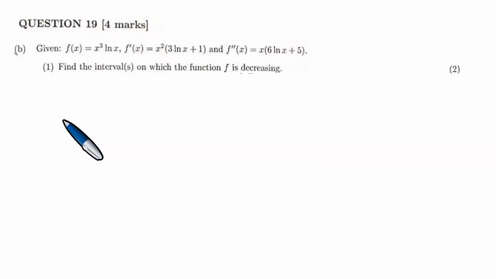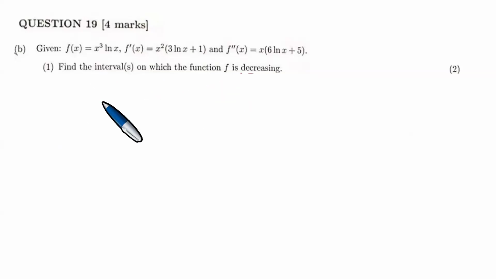So we have exactly the following. Now, given f of x equals x cubed ln x, f prime of x is x squared, open bracket 3 ln x plus 1, and f double prime is x, open bracket 6 ln x plus 5. Find the intervals on which the function f is decreasing.